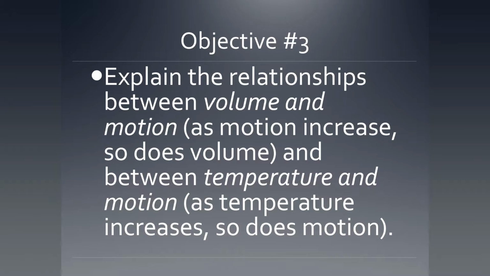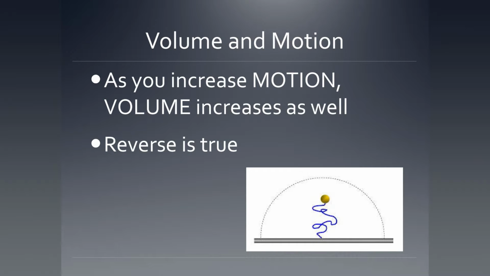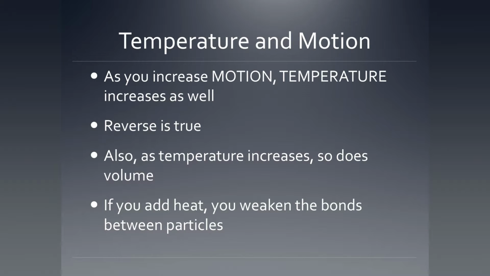Objective number 3 gets at the relationship between volume and temperature and motion. Basically, as you increase the motion of the particles, you will increase the volume. And the reverse is true. If I increase the volume, I'm increasing the motion of the particles. For temperature and motion, if you increase the motion of the particles, the temperature will increase, and then vice versa. If I'm trying to increase the temperature, I increase the motion.